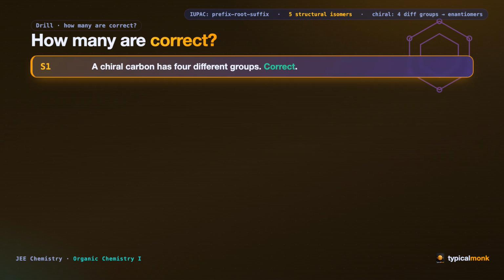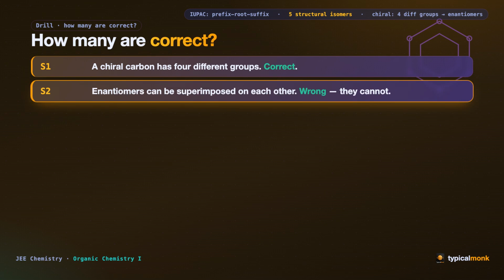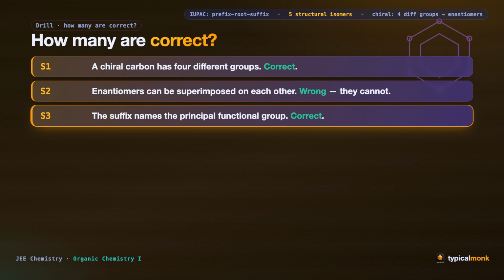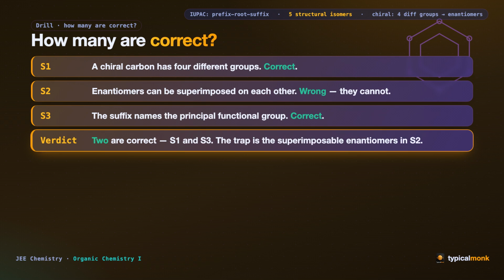Now, how many of these statements are correct? Statement 1. A chiral carbon has 4 different groups. Correct. Statement 2. Enantiomers can be superimposed on each other. Wrong, they cannot. That is exactly what makes them enantiomers. Statement 3. The suffix names the principal functional group. Correct. So the answer is 2 are correct, statements 1 and 3. The trap is the superimposable enantiomers in statement 2.